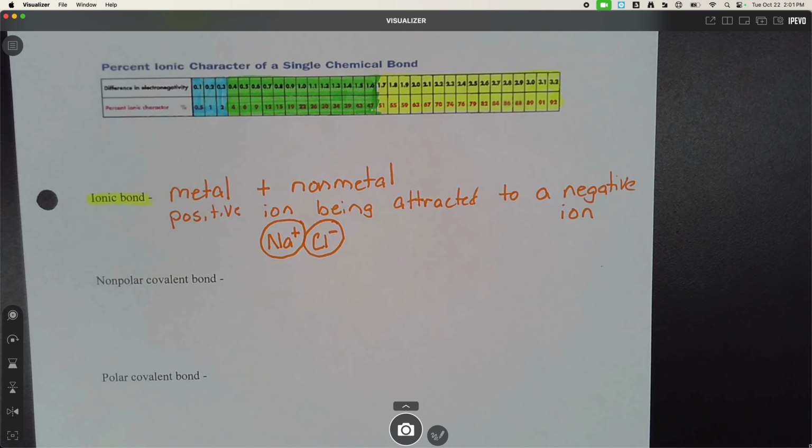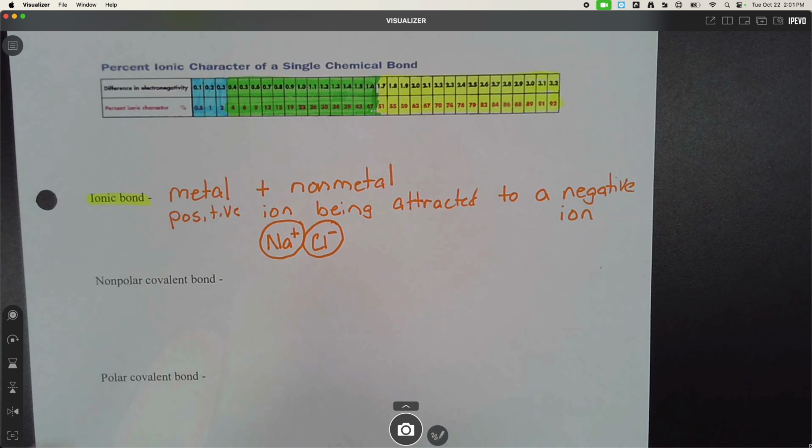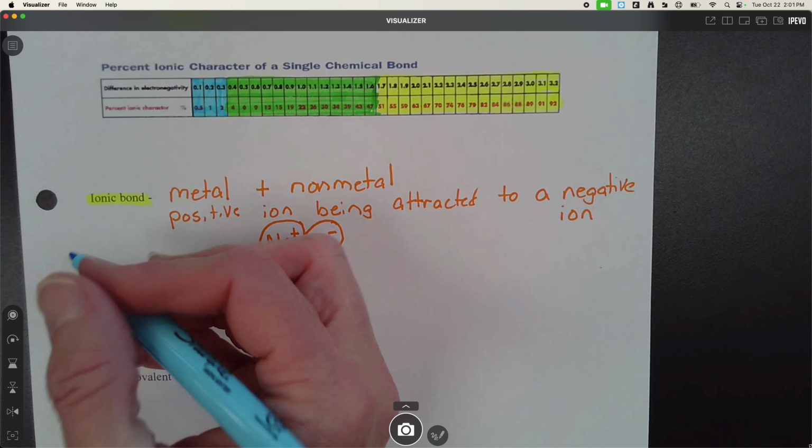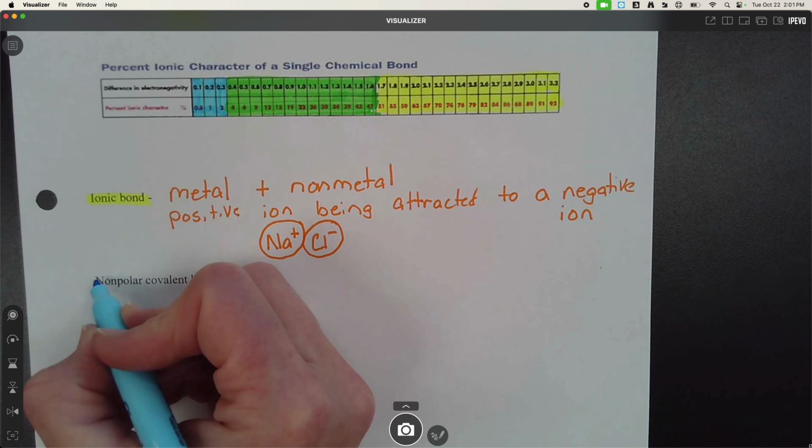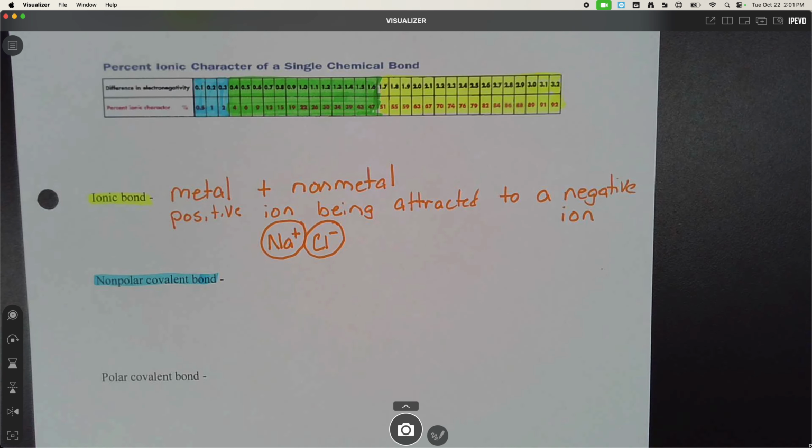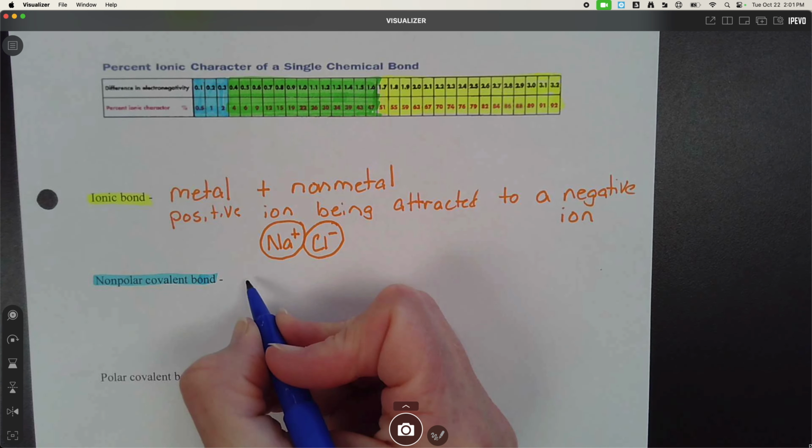So that's one end of the spectrum. The electron is essentially transferred from one atom to the other. The net result is that we have ions, and the bond itself is where those two ions stick together. At the other end of the spectrum, we have this nonpolar covalent bond. A nonpolar covalent bond represents an equal sharing of electrons.